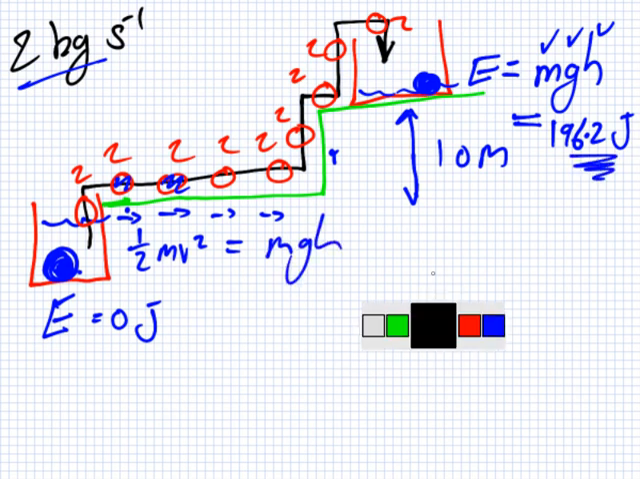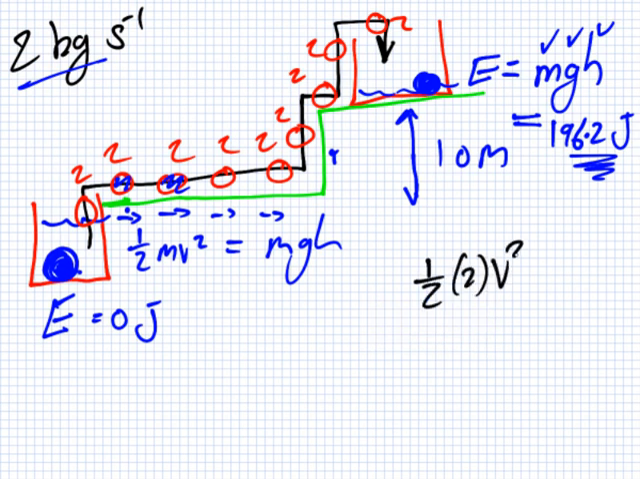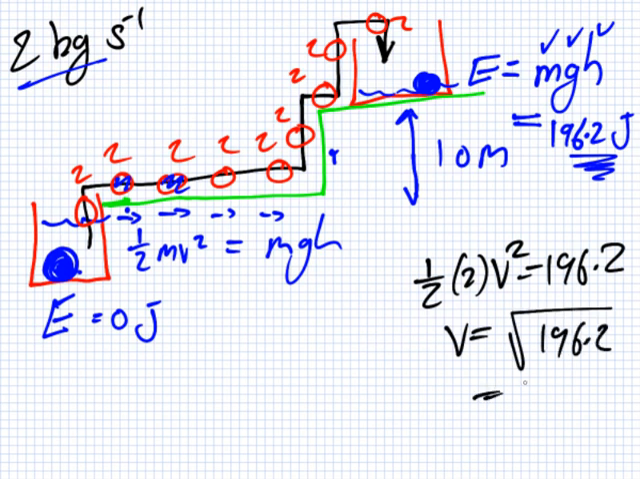So you can get a half times 2 times v squared equals 196.2. So v is that. So you get 14 meters per second. Yeah? Okay, can I go down?